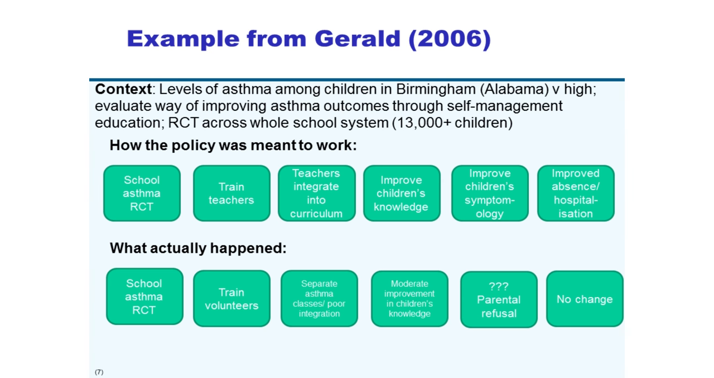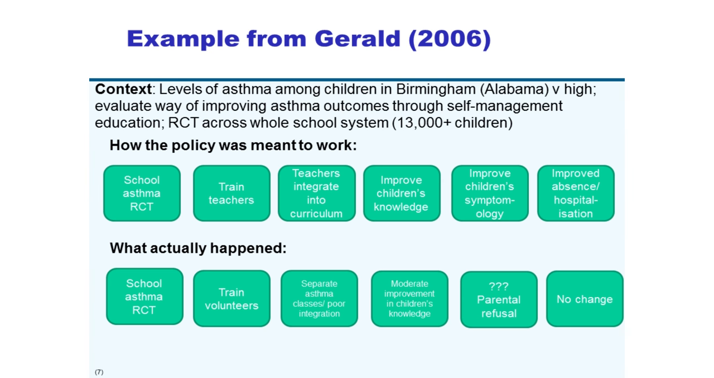And what actually happened? So what actually happened in that case was they actually failed at the very first run. They didn't actually manage to train the teachers. The teachers themselves were too busy and wouldn't actually get engaged. That then led to separate asthma classes being undertaken, which only led to moderate improvements in children's knowledge. They weren't able to actually measure whether children's asthma symptoms had improved because parents refused to take part, and this led to no change in the level of school asthma.